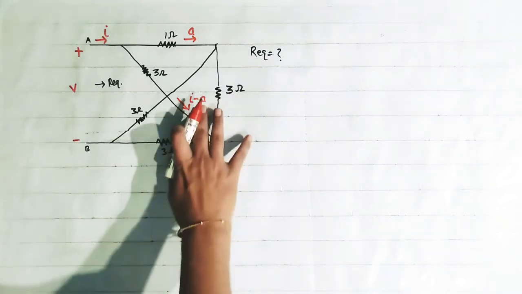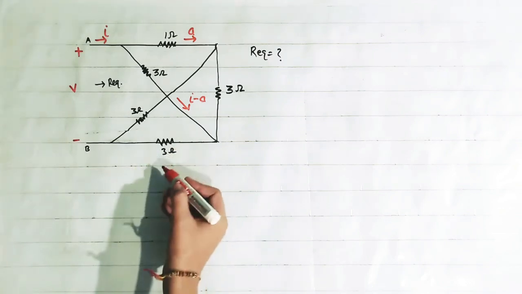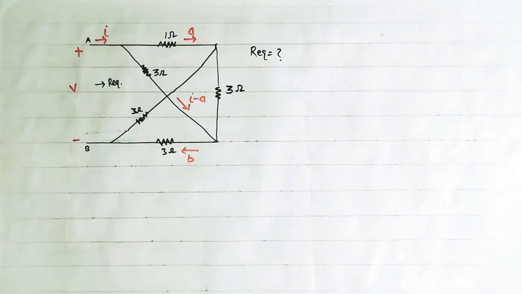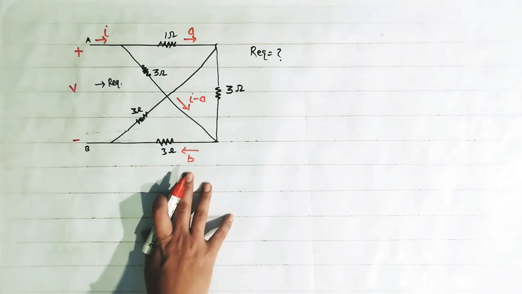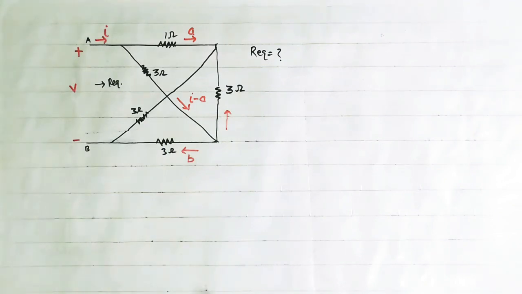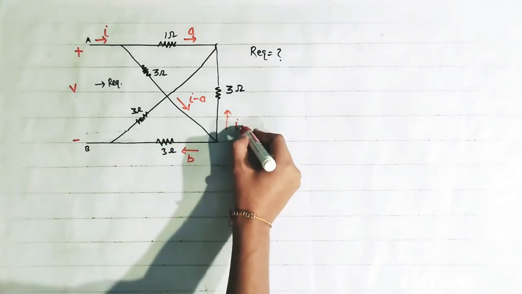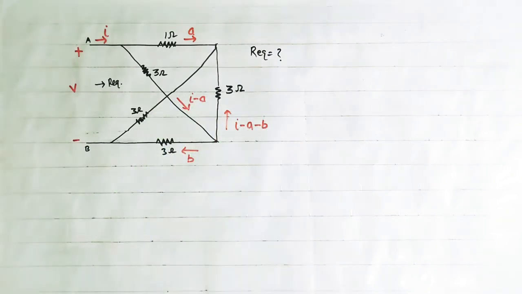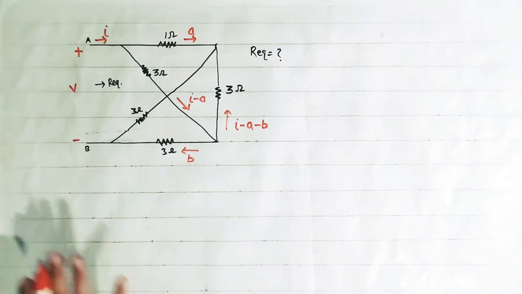So when here current is I minus A and suppose here current is B in this direction, we can assume any direction of current, and according to the assumed direction we can find the distribution of current in each and every branch. So suppose current direction is B like this. So what is current here? That is equal to I minus A minus this current B. Now we make the current distribution in each and every branch of this circuit.